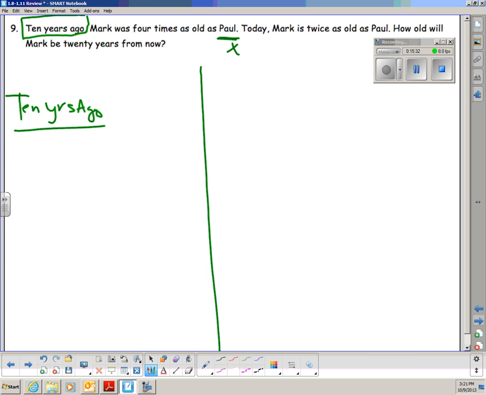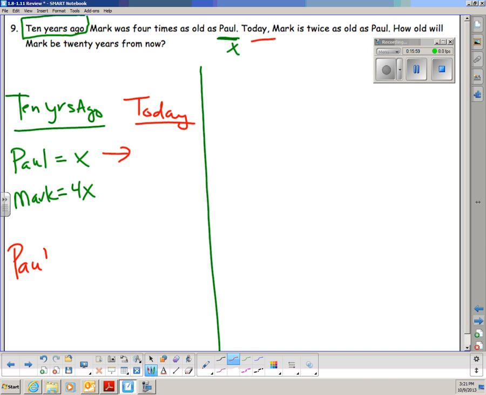Mark was 4 times as old as Paul. If I call Paul's age x, this is 10 years ago again. Paul's age is x. Mark was 4 times as old as Paul. So that's 4x. Now, the next sentence starts talking about today. Well, guess what? If Paul was x 10 years ago, today we have to think about what he's going to become. So imagine Paul was 6.